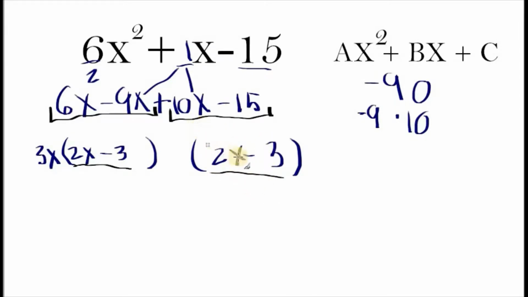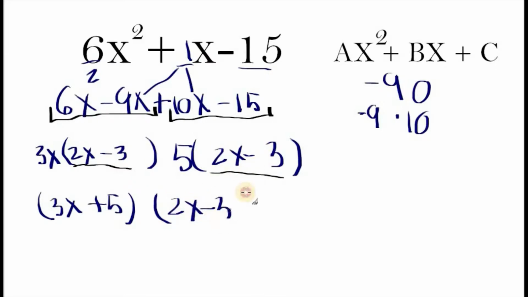We need to know what times 2x will give us 10x. We know that 5 times 2 will give us 10, and 5 times negative 3 will also give us negative 15. Now we're partially done. Now we need to put 3x and 5 in their own sets of parentheses. 3x plus 5. Then you'll put another set of parentheses, and you'll put either this number or this number. They should both be the same. So we'll put 2x minus 3.